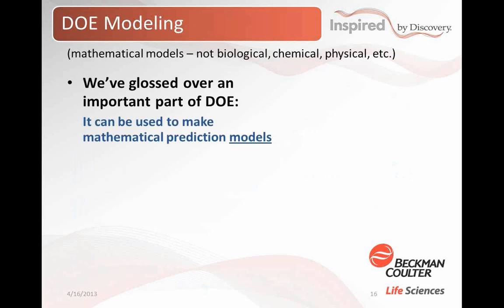Also part of DOE is the ability to make a prediction model. Now this is a mathematical model. It's not necessarily related directly to the science involved, so it's not biology or chemistry. But it gives you an idea of what the math is telling you. And for a localized area, it can give you a decent predictor of what's going on in your system.